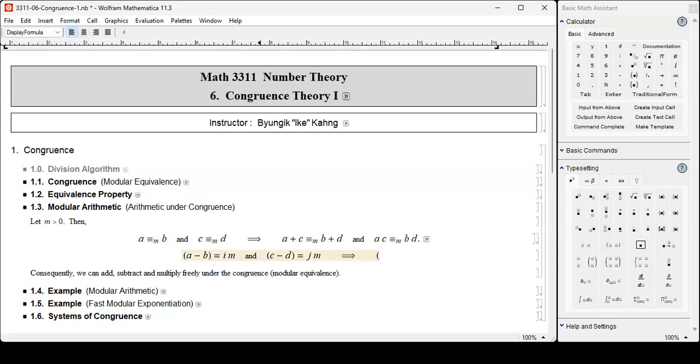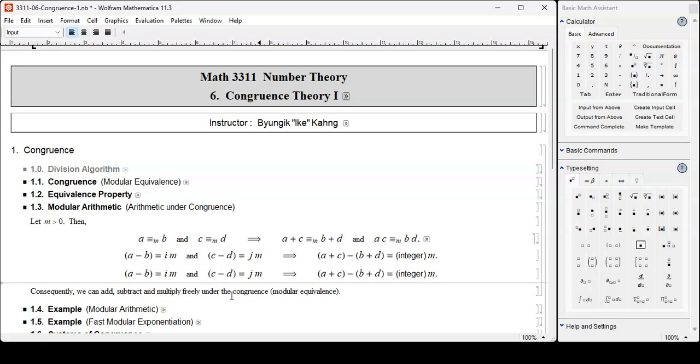Left-hand side, A plus C, minus right-hand side, B plus D, is some integer times M. That's what we have to prove. And then we can prove the same thing for multiplication. So under the same condition, instead of A plus C, we have A times C. In place of B plus D, we have B times D, and we have some integer times M. And basically, we are looking for these integers.